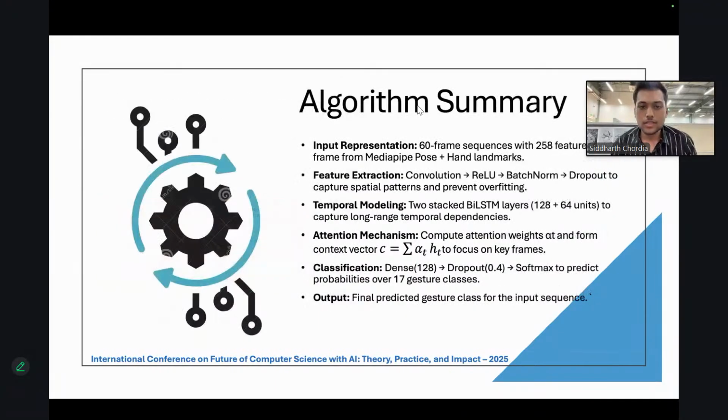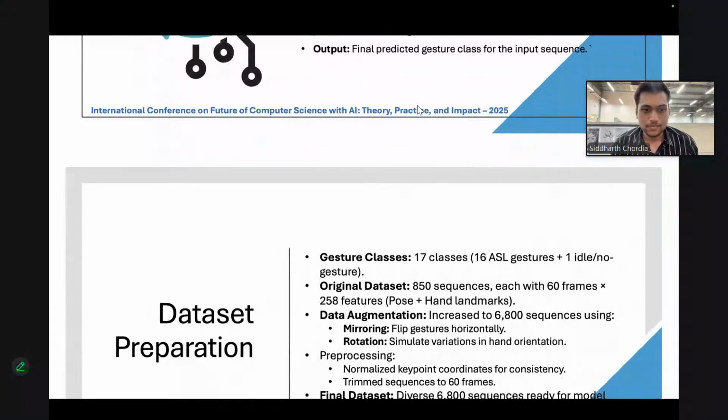So our algorithm is like this: the input comes in, then the features are extracted, and then the temporal modeling is there, and then the attention is put on the most needed parts, where we need to focus, and then those are classified using dense and softmax layers, and then the output is calculated.